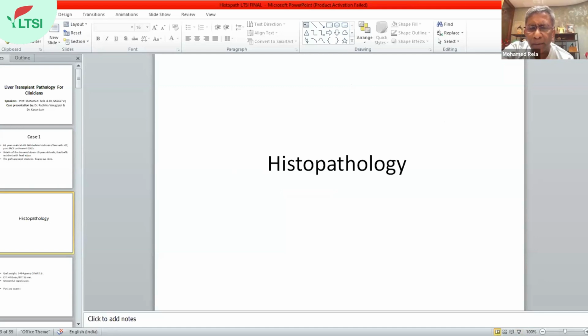Can you move to the next slide? Move to the next slide. Is it gone, sir? No. No, it's only histopathology in this slide. Make it slideshow, and then you'll be able to move. I'll just do it again, sir.